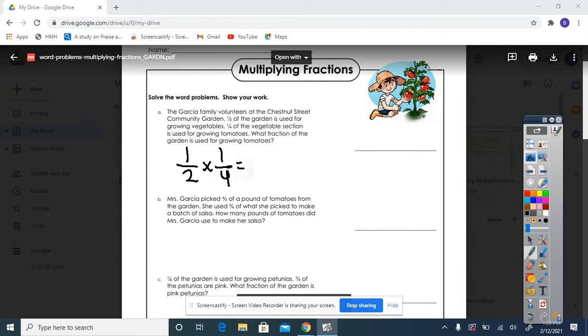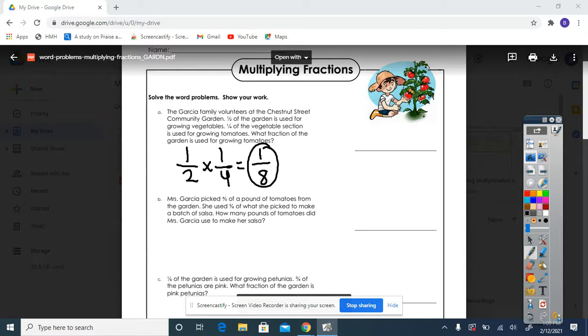And this one's pretty simple. Top times top, bottom times bottom. You are done. Okay? Miss Garcia picked 4/5 of a pound of tomatoes from the garden. She used 5/6 of what she picked to make a batch of salsa. How many pounds of tomatoes did Miss Garcia use to make her salsa?